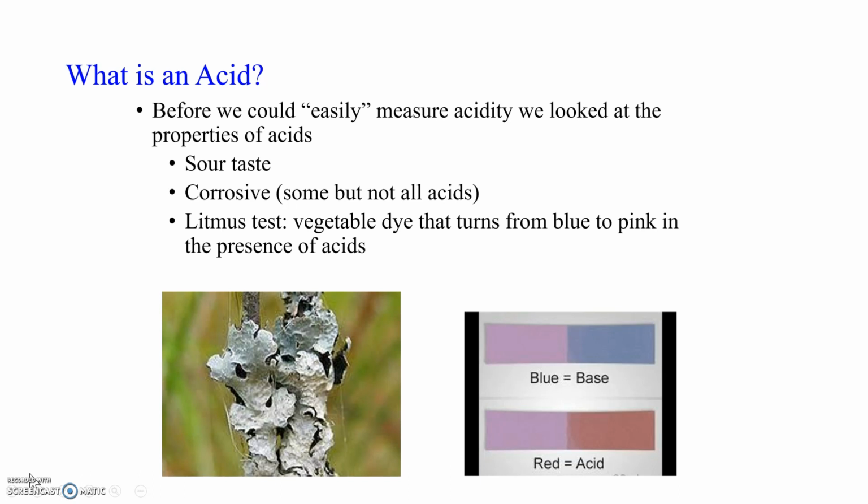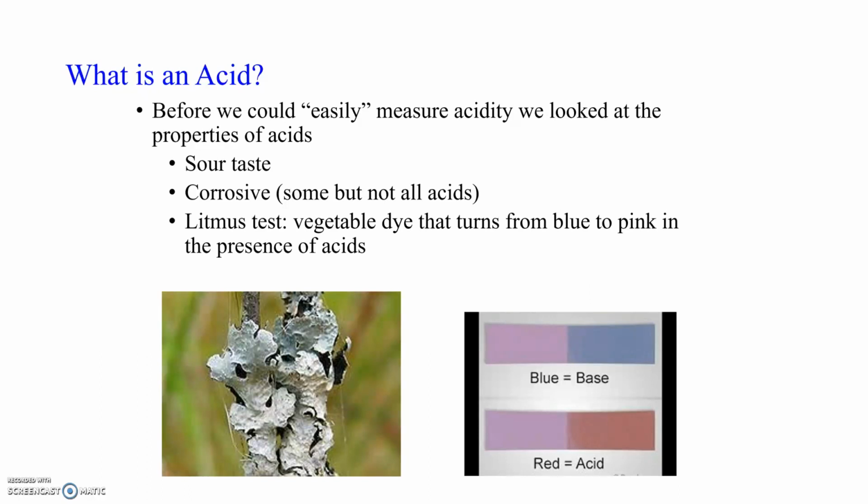So let's first start with the definition of an acid. If you were to ask someone today what is an acid, they would go into a discussion about the hydrogen ion. But before this was easily measured and quantified, people characterized something as an acid based on some of their properties or characteristics. That first characteristic being a sour taste. So if you think of something like lemon juice, it's sour, that is an acid. Most acids, but not all, are corrosive. So that was another characteristic that is associated with acids.